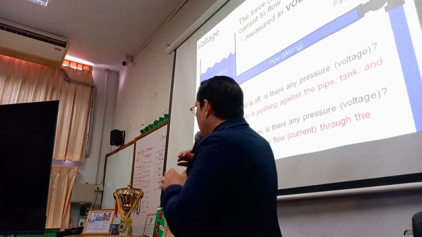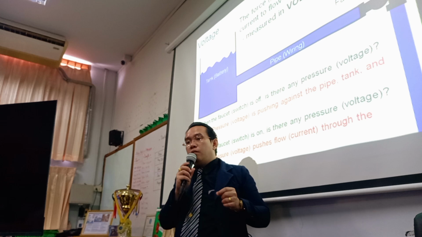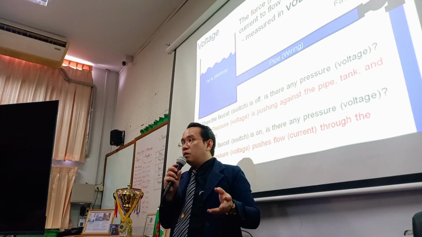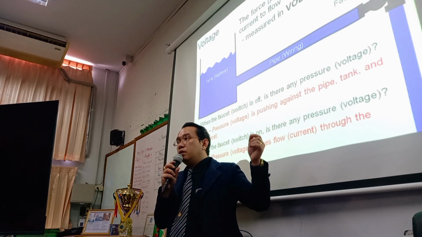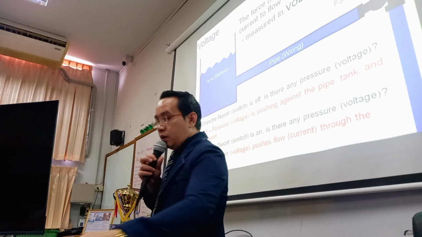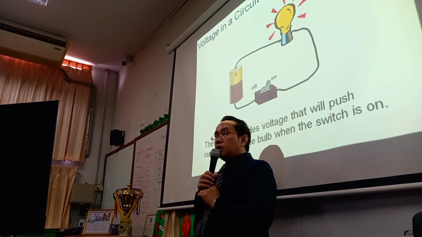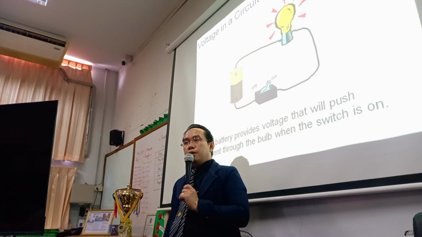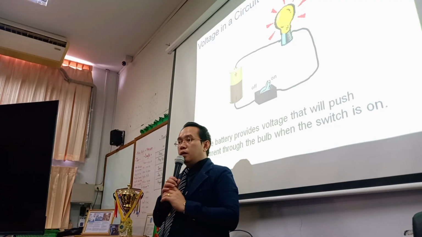So this will be the emphasis: how we describe every time we switch on or off, is there any pressure or voltage present? Yes, based on the load capacity of the battery. So voltage in a circuit, remember, the battery provides voltage that will push current through the bulb when the switch is on. Right?